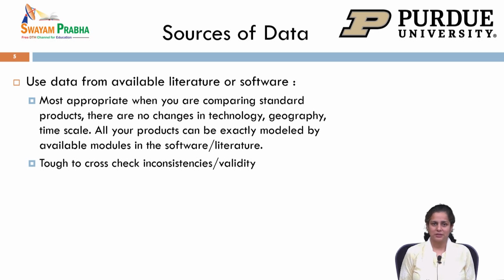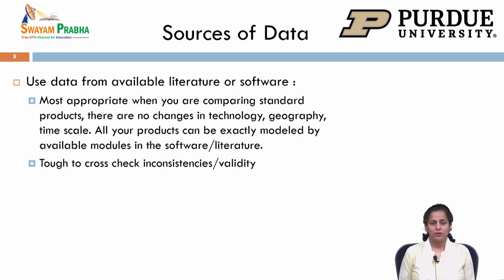It could be plastic manufacturing, it could be glass manufacturing, it could be steel manufacturing. These processes have been well known for decades and there is very well processed information for these processes in the literature or even in the software. But it is still tough to cross check consistencies and validity because of the historical nature of this data. Sometimes the metadata is not stored very well.